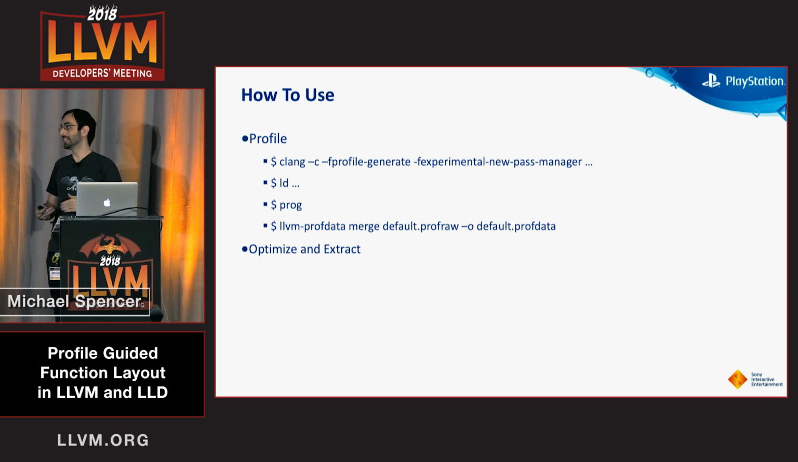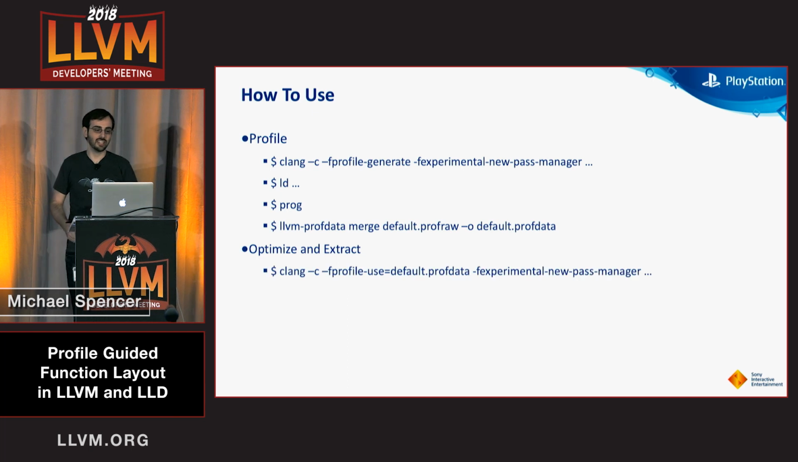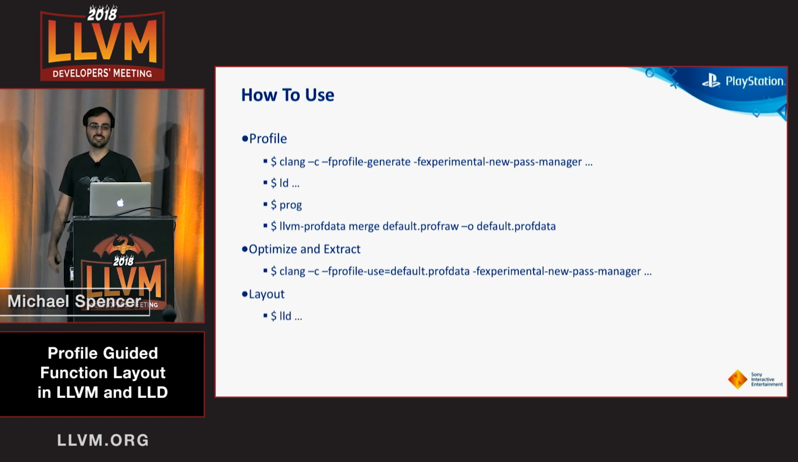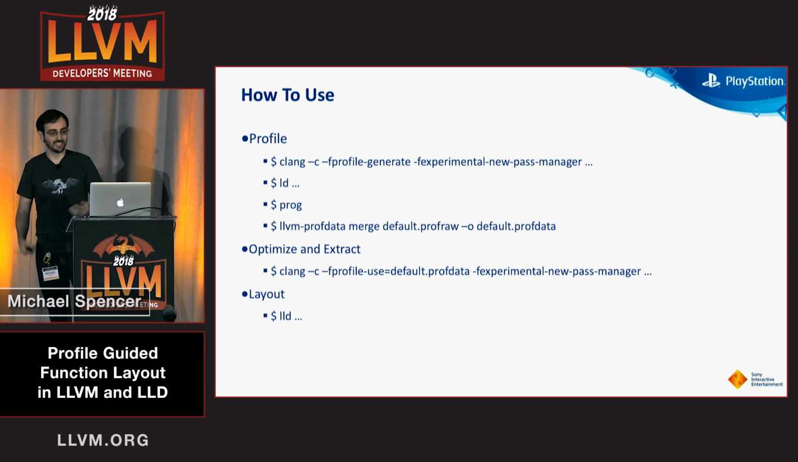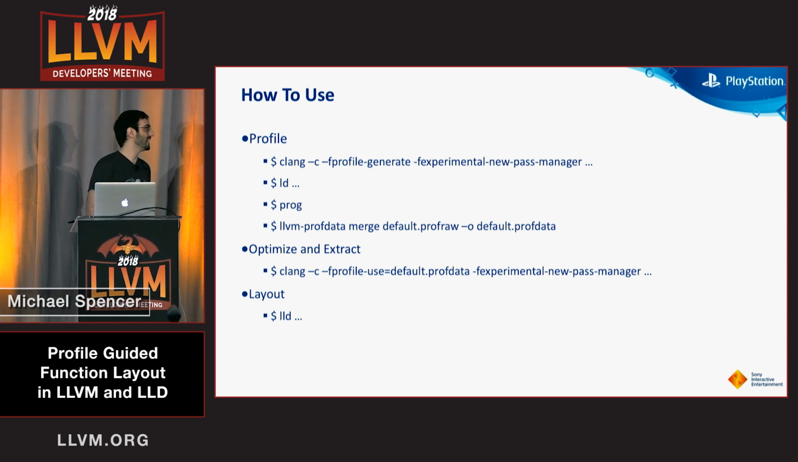Now you can actually optimize, and so you're re-optimizing with the profile data, so you're doing normal PGO, but you're also extracting. You do that, you just compile, and that's it. There's nothing extra you need to do. And then finally, layout. We just pass the object files to the linker. This time it does need to be LLD until people add this to other linkers. And once you've done this, then it's done.